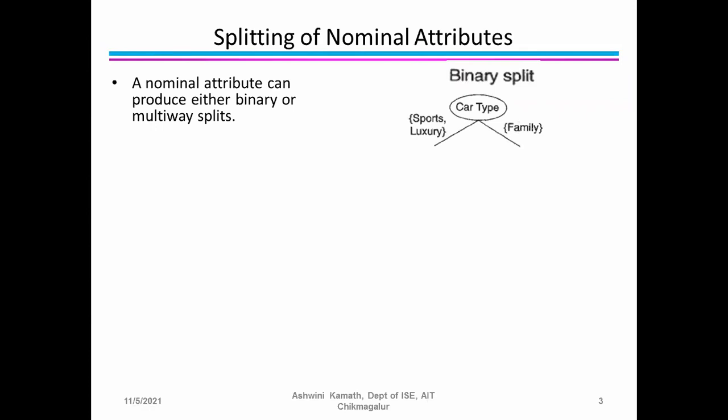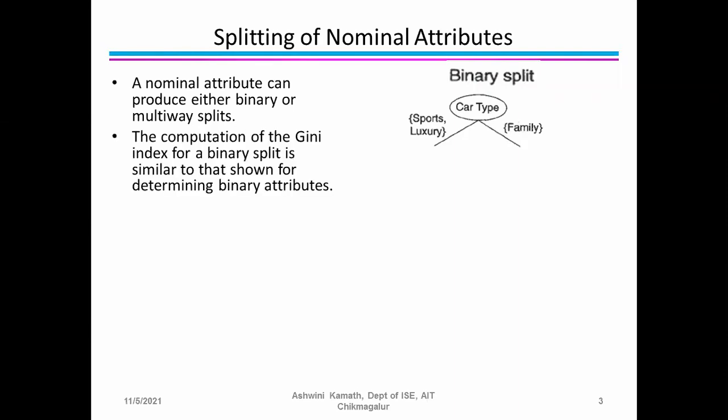So sports and luxury are in one group and family is in another group. To make the binary split, you can group any two together. Since we have three values here for the car type, you can take any two together and one in a separate group. Okay, sports and luxury is in one group and family is in another group.